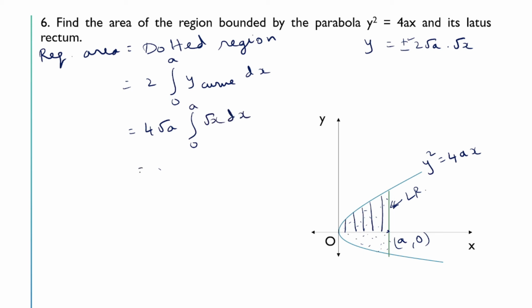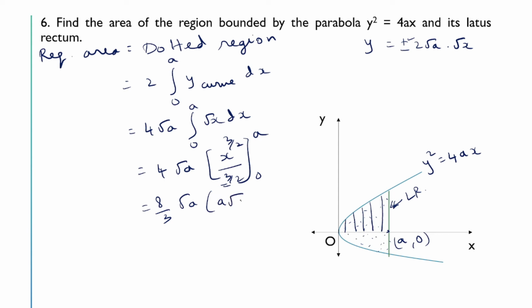Now we can integrate this very easily. So it is x raised to 3 by 2 by 3 by 2 with the limits 0 to a. Taking this 1 by 3 by 2 outside, we get 8 by 3 root a into a root a minus 0. So this is 8 by 3 into a into root a is a. So it is a square. So it is 8 by 3 a square units. So this is the required area.